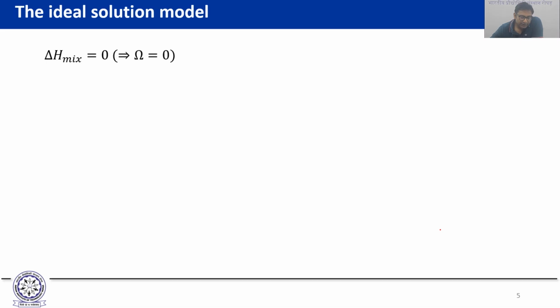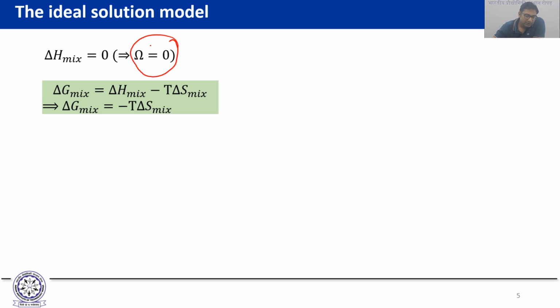Now, as we compute the formation enthalpies, it is important to know which model we should use for the calculation of the formation enthalpy. There are a number of different types of models. The first and simplest one is the ideal solution model. In the ideal solution model, the enthalpy of mixing is 0, and so you don't really have any interaction between the atoms.